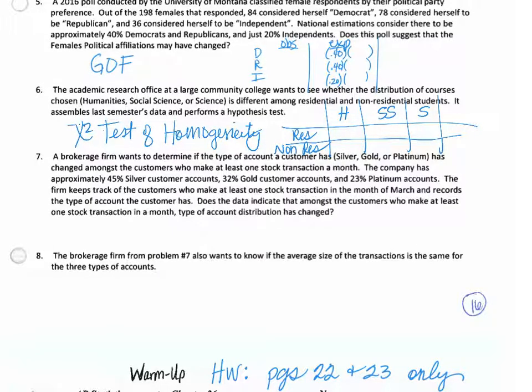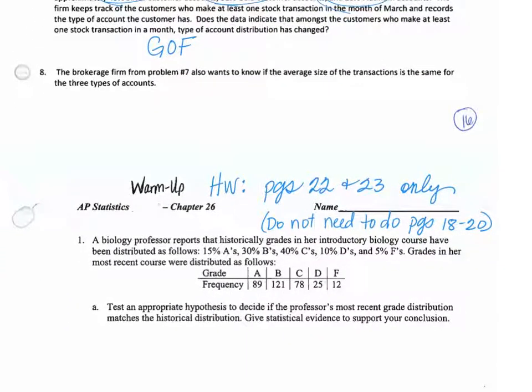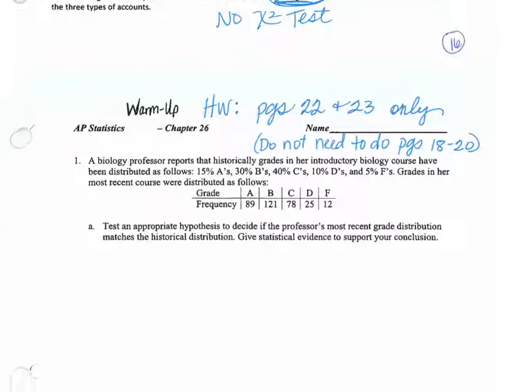All right, do you notice this? 45% of this type, 32% this type, 23% that type. Those are the expected percentages. What's it going to be? Goodness of fit. How about this last one? What if the brokerage firm wants to know the average size? Yep. No chi-squared test because that's quantitative. Sue 'em. How dare they try and come up?